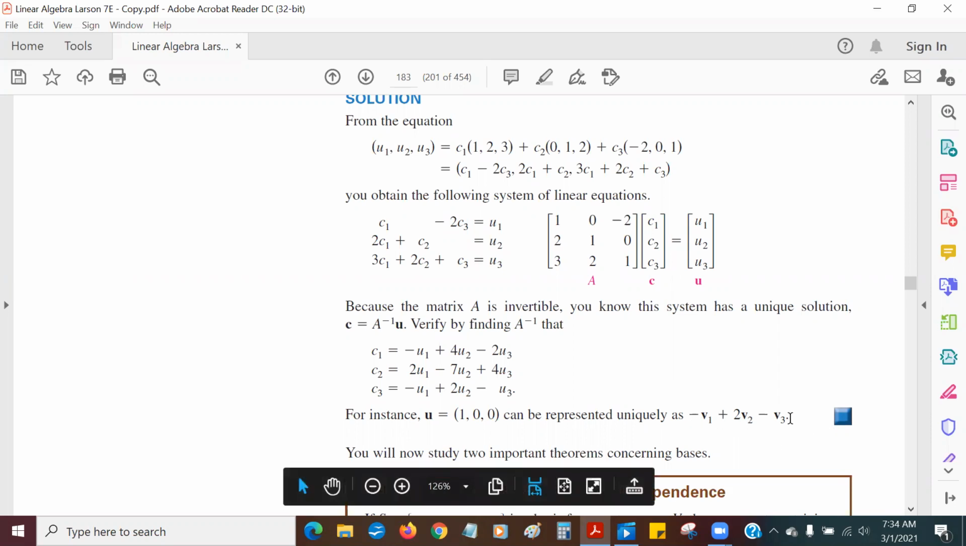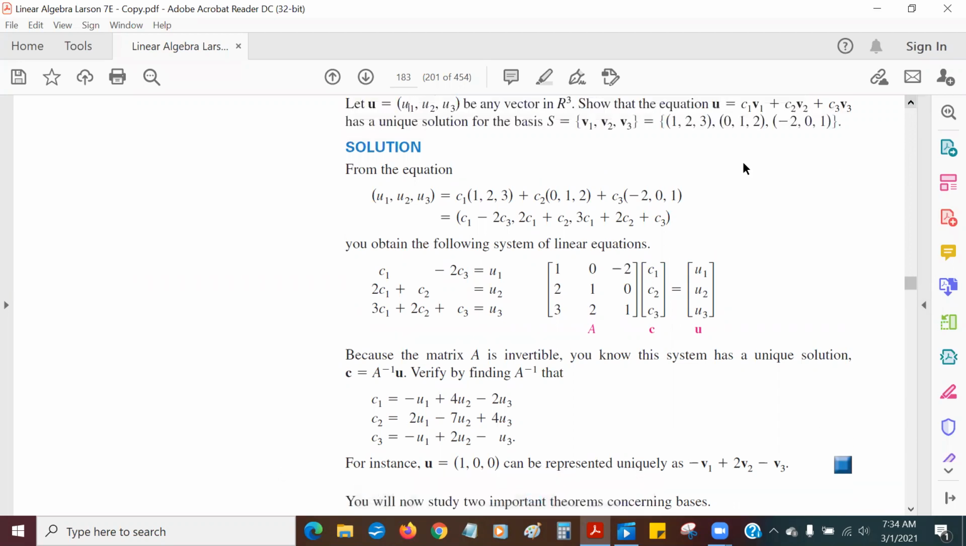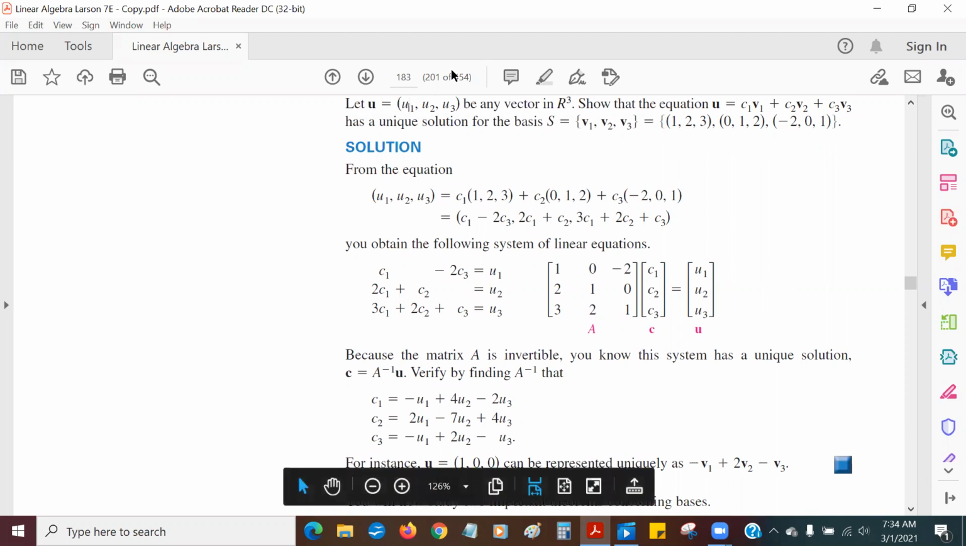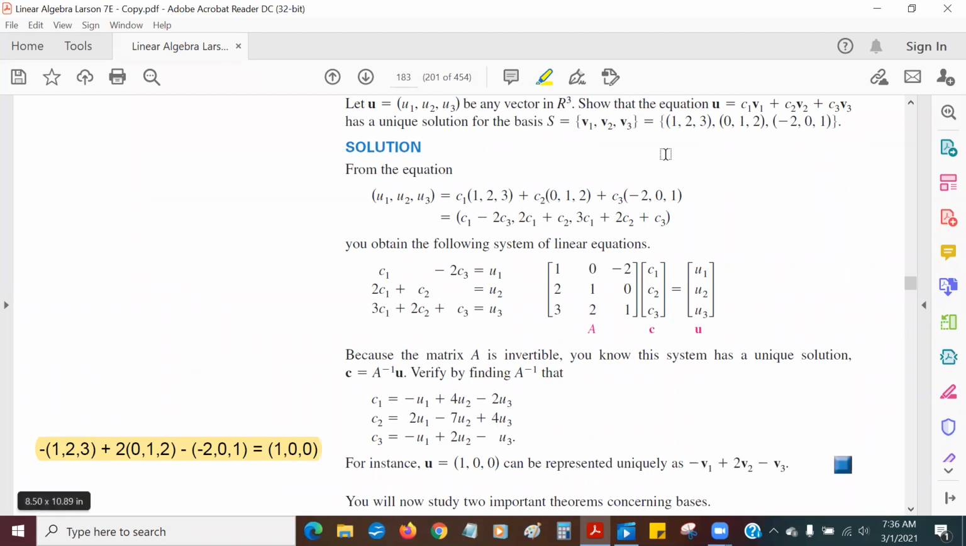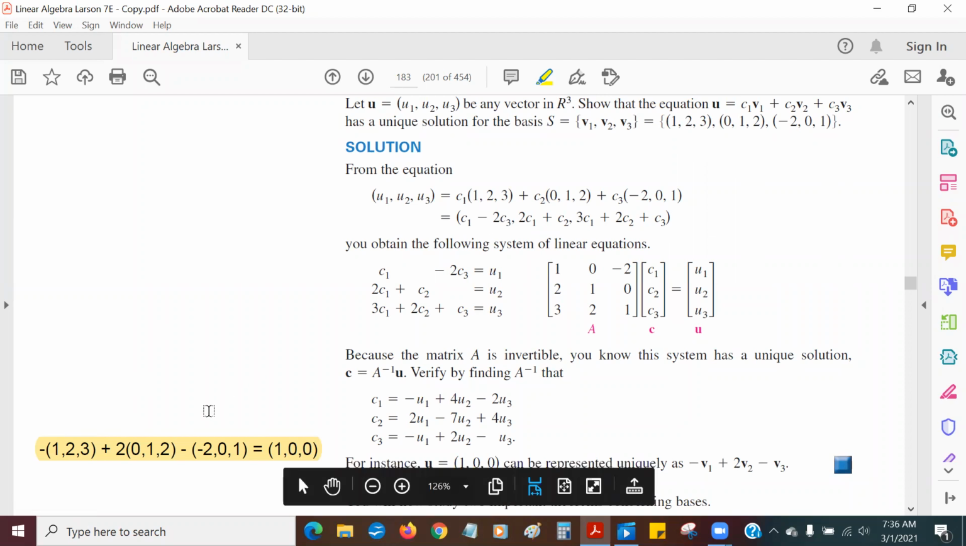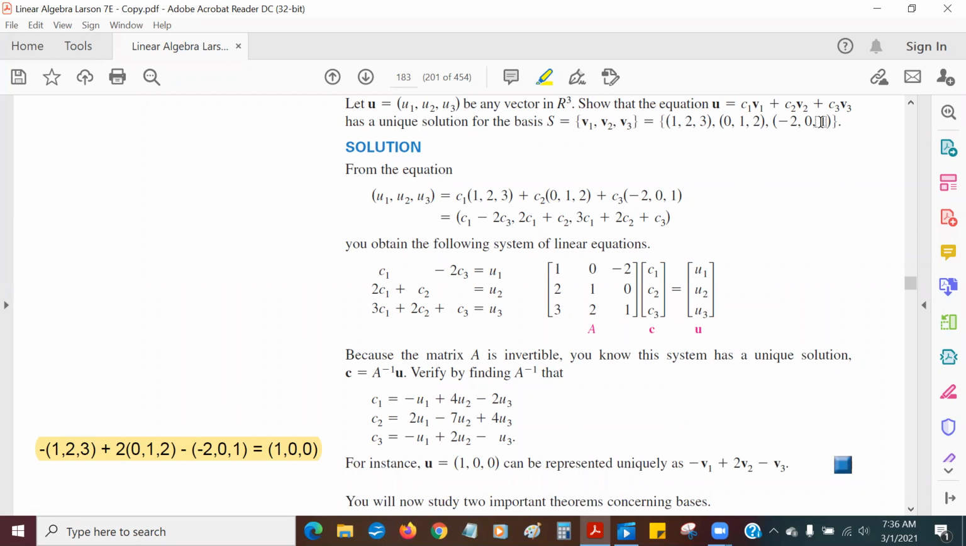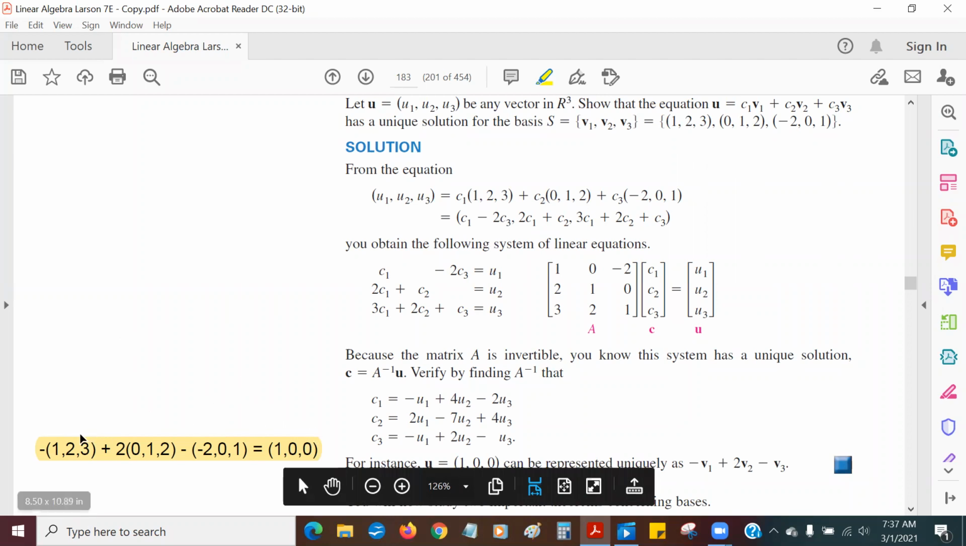So if I make this combination of the V vectors, these guys over here, you should take these three vectors and verify that. That will be very instructive. What I'm trying to say is that negative 1 times the vector (1, 2, 3) plus 2 times the vector (0, 1, 2) minus the vector (-2, 0, 1), these three guys right here, if I combine this and crunch it out, you're going to get (1, 0, 0). So of course, everybody do the arithmetic.